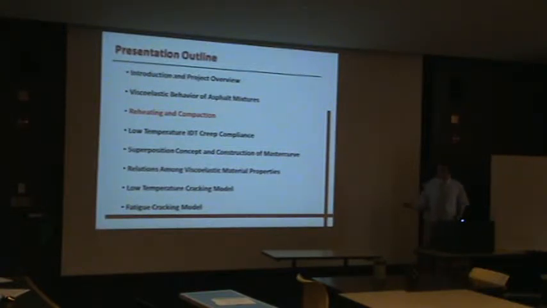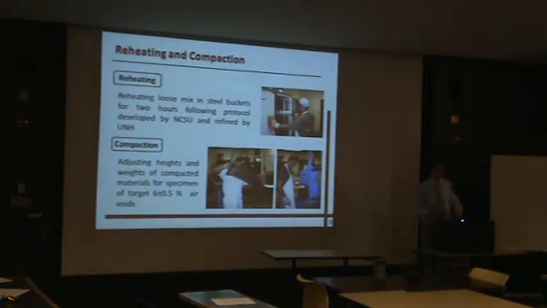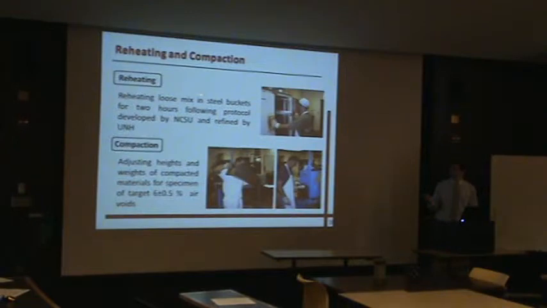Preparing specimens in the lab, as I said, I get the material from the plant, where it's mixed. I get it in an airtight steel bucket, and then I reheat it in the lab for 2 hours, following the protocol by North Carolina State University. And then we compact the material. As we see here, when I compact with the gyratory compactor, I adjust the height and the weight so that I can get 6 plus or minus 0.5% air voids.